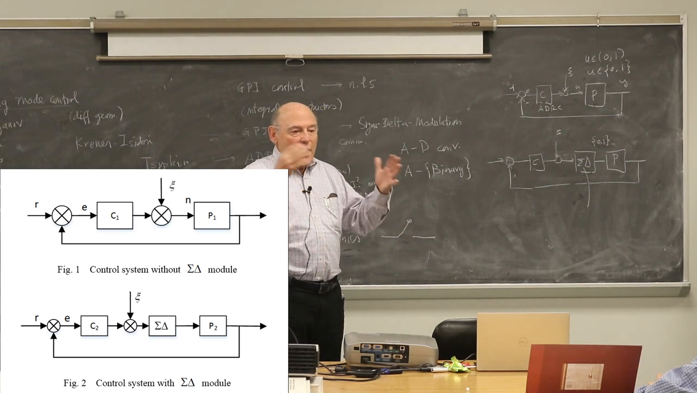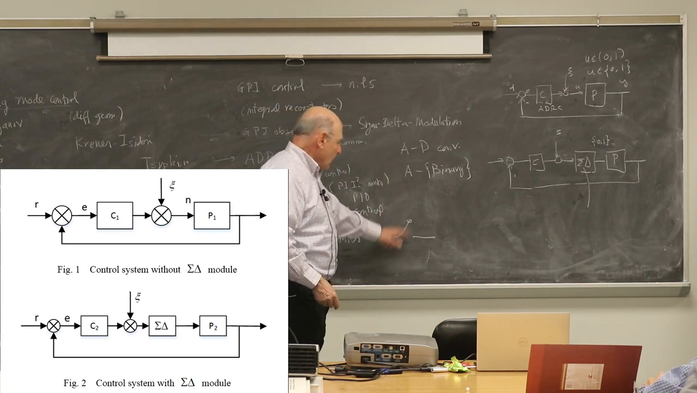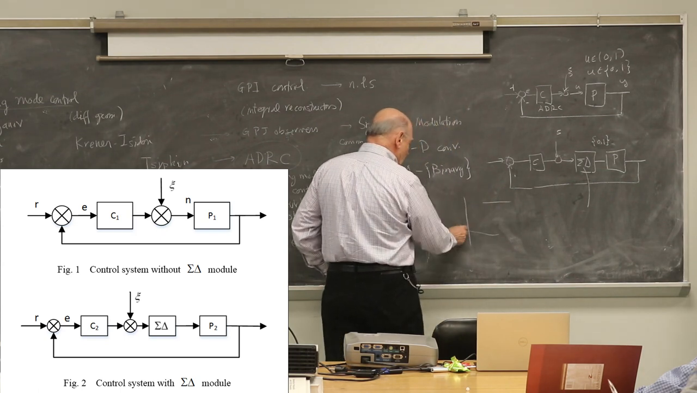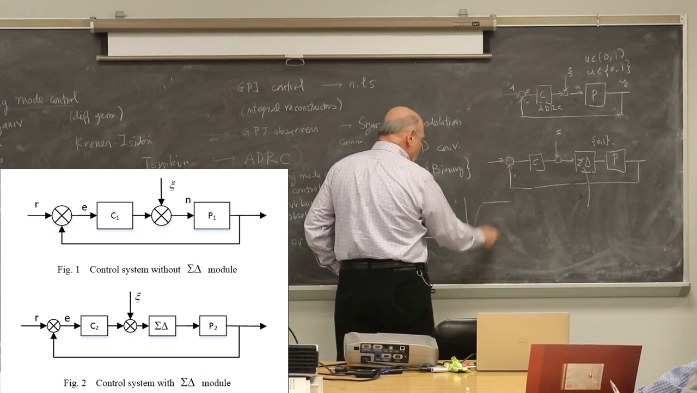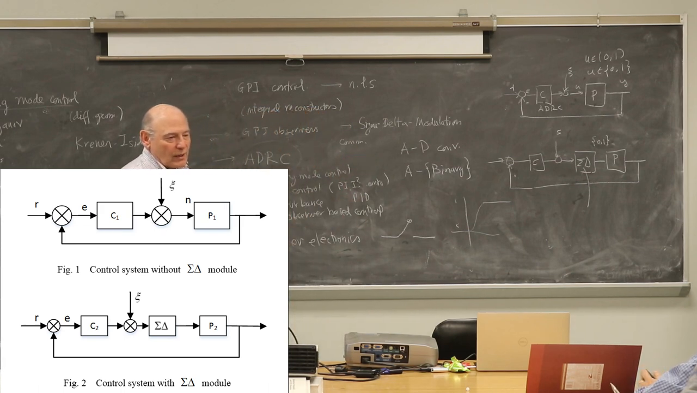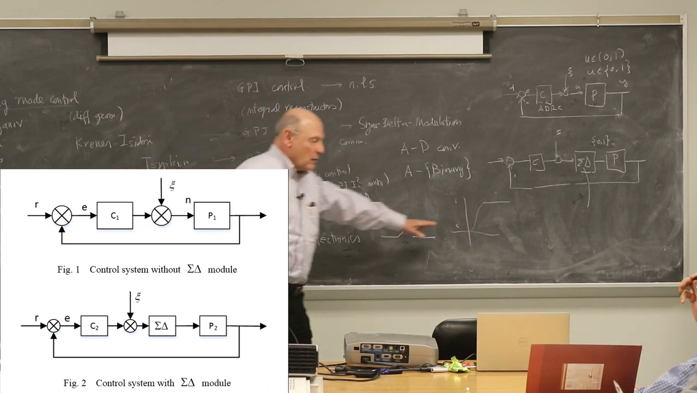You can smooth it out, and this is what people have tried. Instead of having zeros or ones, let's put something smooth. But that destroys sliding mode. That makes the sliding mode non-robust.